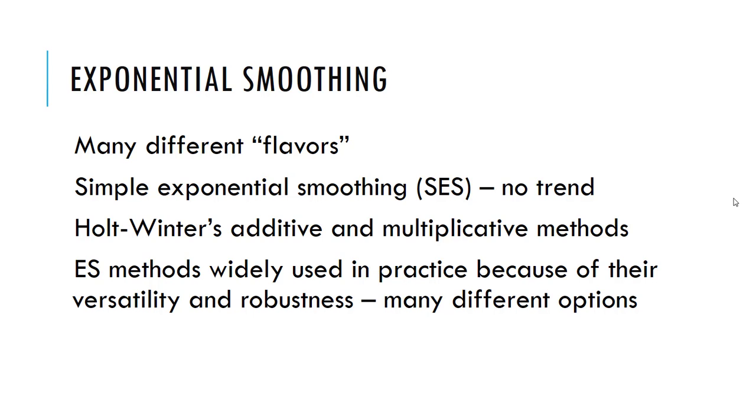There are lots and lots of different flavors of this. There's simple exponential smoothing, where there's no trend and no seasonality at all. So for stationary process. There is Holt-Winter's additive and multiplicative methods, which are very robust. And many times the exponential smoothing methods are very widely used in practice because of their versatility, their robustness, their different options. They're also easy to automate. They also don't need a whole lot of data to do things, right? And so we'll look at a couple of different types of exponential smoothing the next time.